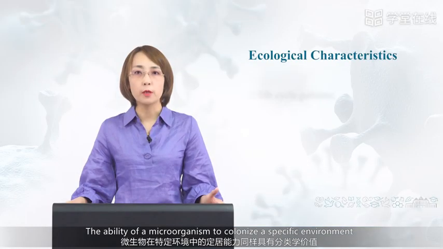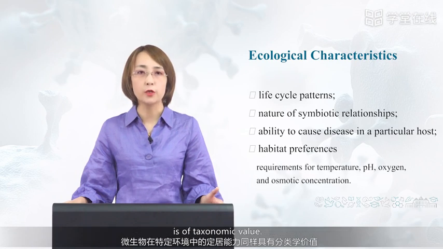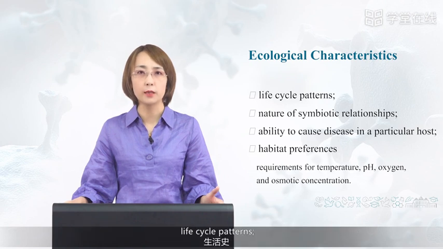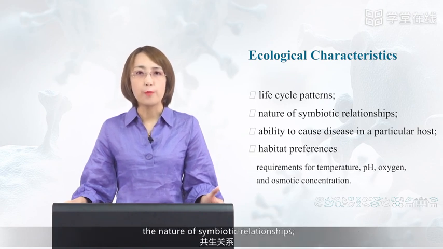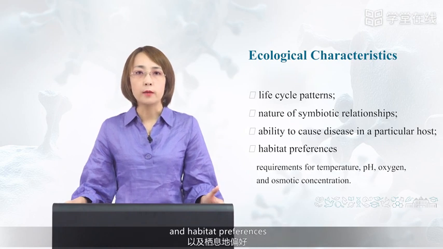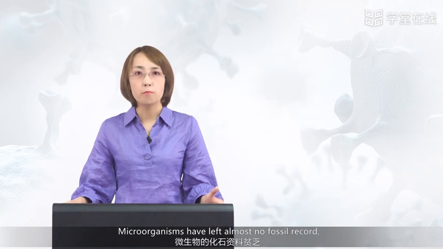The ability of microorganisms to colonize a specific environment is of taxonomic value. Some examples of taxonomically important ecological properties are life cycle patterns, the nature of symbiotic relationships, the ability to cause disease in a particular host, and habitat preferences such as requirements for temperature, pH, oxygen, and osmotic concentration.